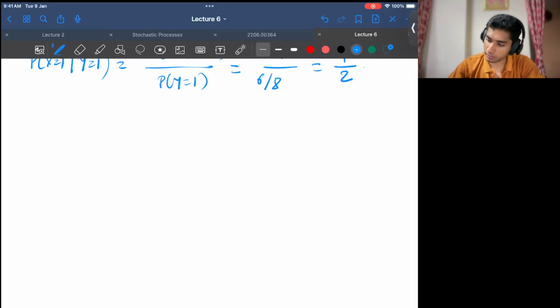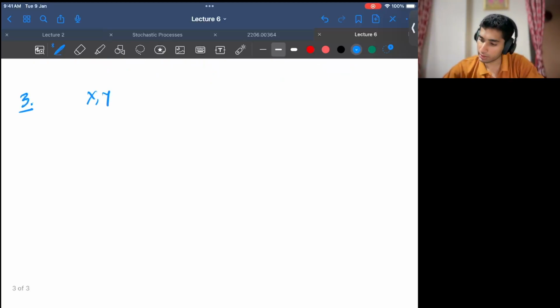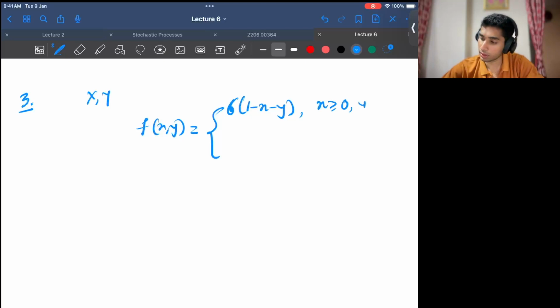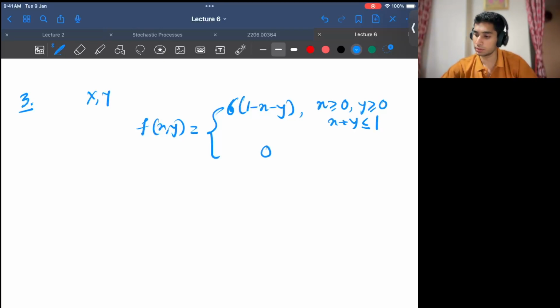Third question, right? The question is, now you have x and y, two continuous random variables, okay, and it's given to you that their joint distribution is given as follows: 6 times 1 minus x minus y when x is greater than or equal to 0, y is greater than or equal to 0, and x plus y is less than or equal to 1. Okay, and it is 0 otherwise. This is given, right?